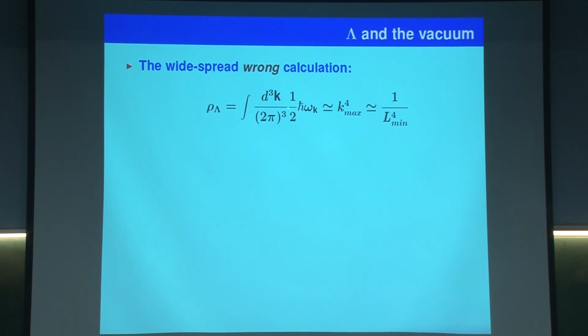You take half h cross omega_k, which is the 0-point energy of a field, and you integrate over d3k. Of course, it is divergent, but we don't know the theory at Planck scale, so you would evaluate it with a cutoff. So at very large k, all the mass scales will go away, and this is going to give you some k cubed. So the total thing is k to the power 4. So the maximum, k_max to the power 4, is what you get, and it corresponds to some L_minimum in this kind of behavior.